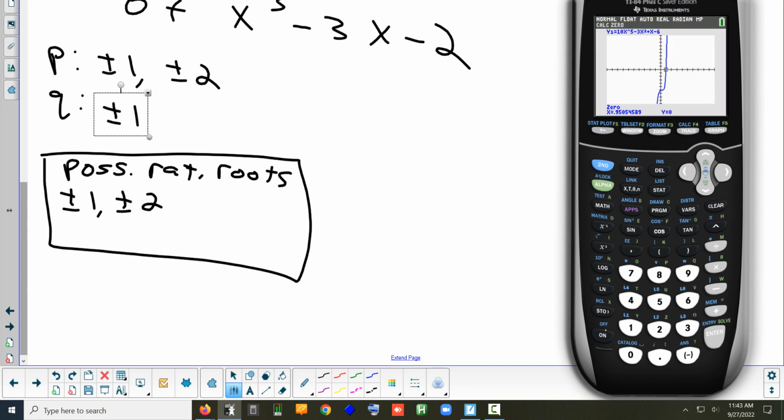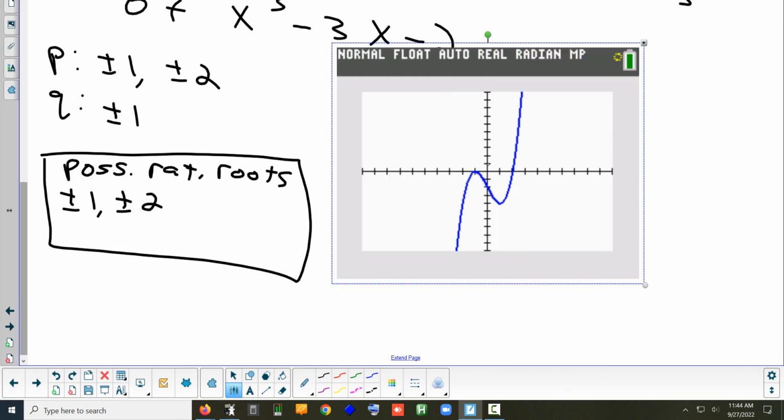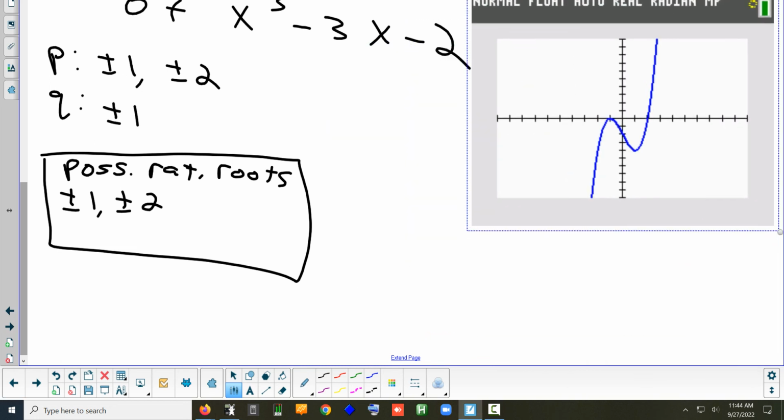Let's graph it and narrow that list down. Even doing 4 synthetic divisions, I don't want to guess. I can still do it faster if I use the calculator to help me. So x cubed minus 3x minus 2. Out of those 4 numbers, which ones look reasonable? -1 and 2 look reasonable.